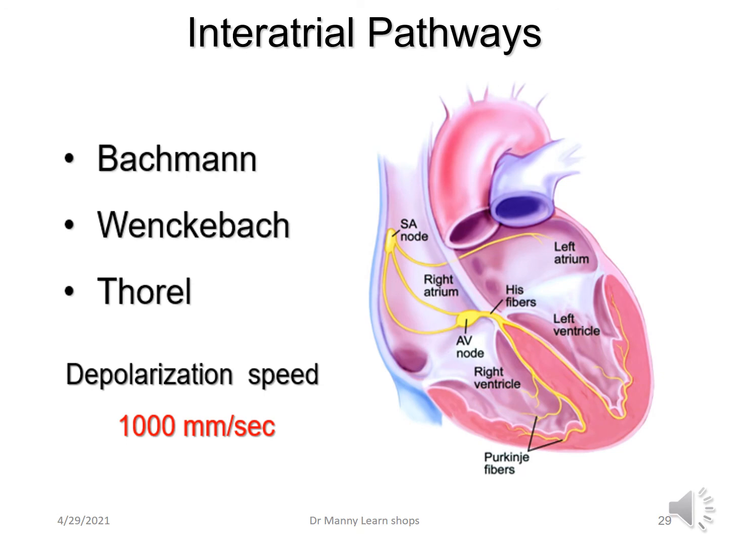The intra-atrial pathways connect from the SA node. They are Bachmann, Wenckebach and Thorell, and they have a depolarization speed of about 1,000 millimeters per second, which means the electrical current is delivered to the atria very, very quickly. The intra-atrial pathways essentially connect to the AV node.